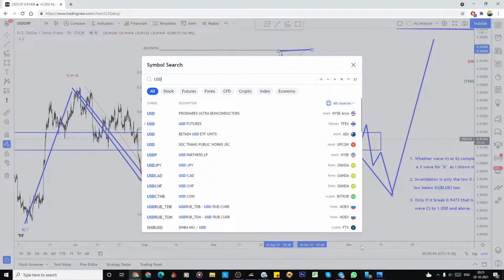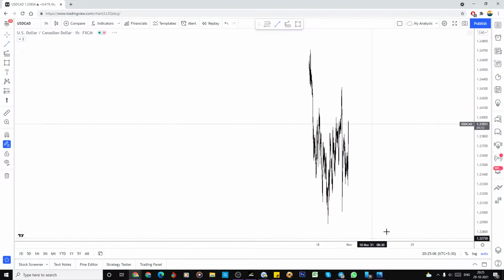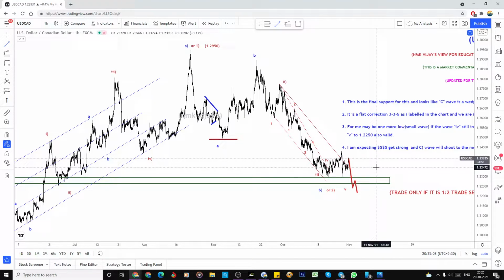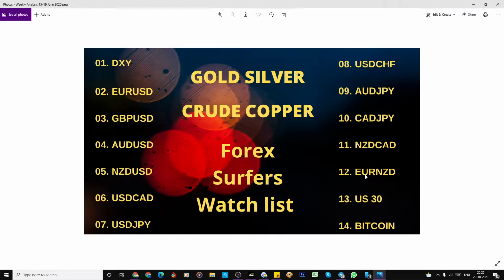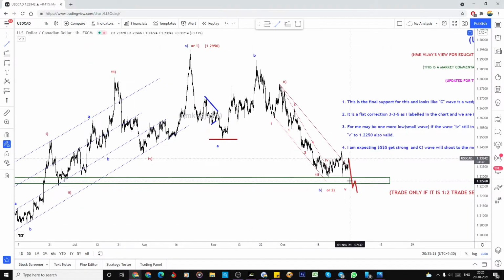I think we finished or not? Yeah, we finished this. One second, we will check our watch list. Yeah, CAD JPY, CHF, and now it's AUD JPY. Let's move on to that.